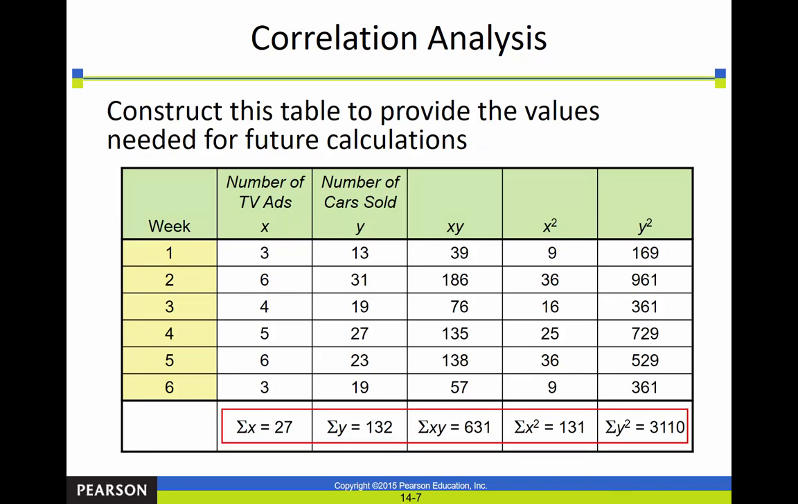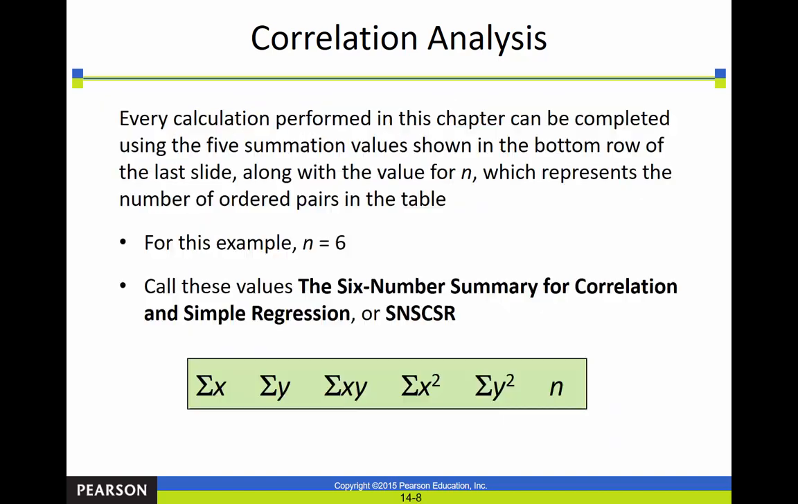All right, so in order to do a correlation analysis, at least to do it manually, we need these 5 pieces of data. We need the sum of x, the sum of y, the sum of xy, the sum of x squared, and the sum of y squared. This just tells you that every calculation we perform uses this. Did I say 5? Well, okay, I said 5 numbers, and then we add n to make a 6-number summary.